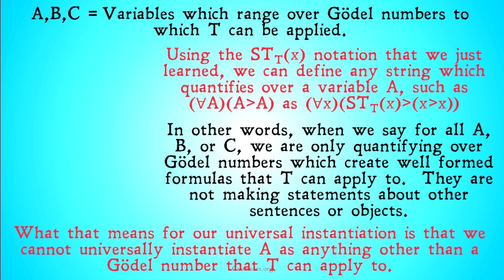What this means for our universal instantiation rule is that we cannot universally instantiate A as just anything. We only can universally instantiate it as a Gödel number that T can apply to. Or, if we want to instantiate it as anything, we have to use that second formula and use for all X, STTX implies X, because that is only going to give us something real or legitimate if we instantiate it as something that's going to satisfy the antecedent of that conditional so that we can get to the consequent.